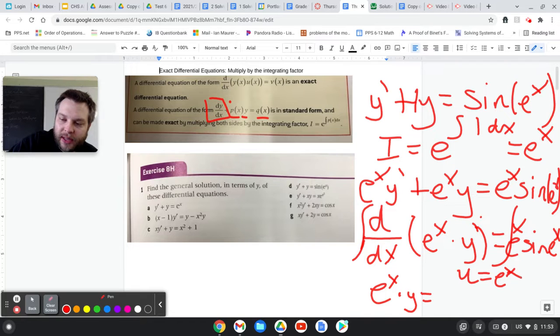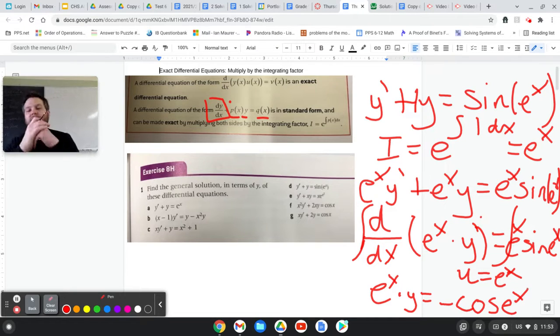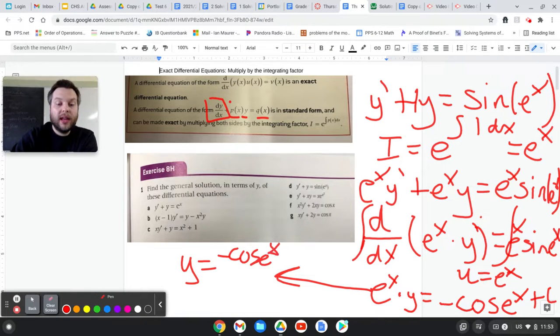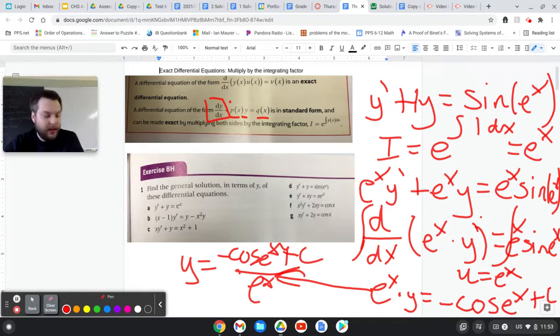And so the antiderivative of sine becomes negative cosine. So negative cosine of e to the x. You should double check: if you do that derivative, do you get back to the line on top of it? And yeah. So then put a plus c on the end of that and then divide by e to the x, and you have got your general solution. So y is equal to negative cosine e to the x plus c, divided by e to the x. And that is problem D.